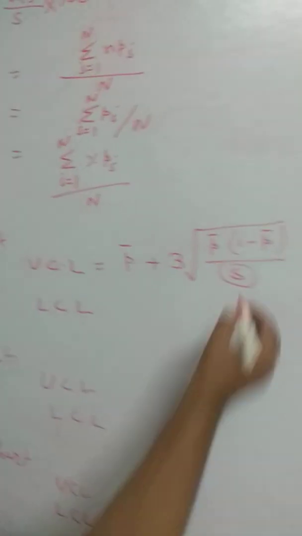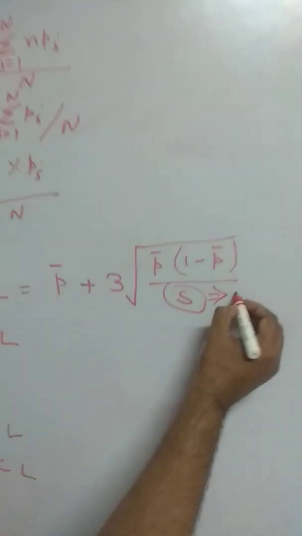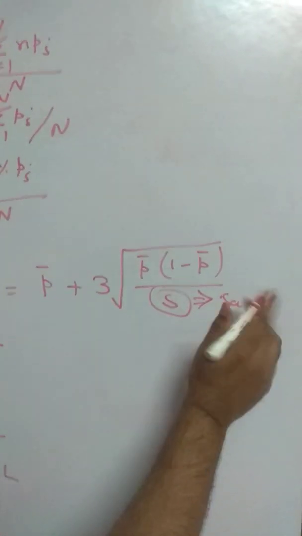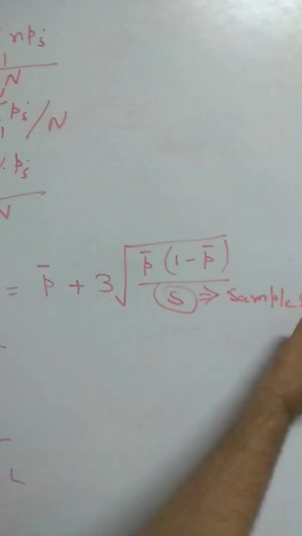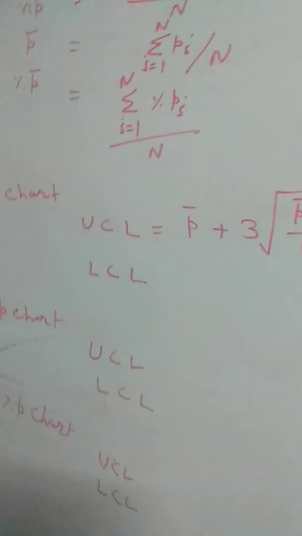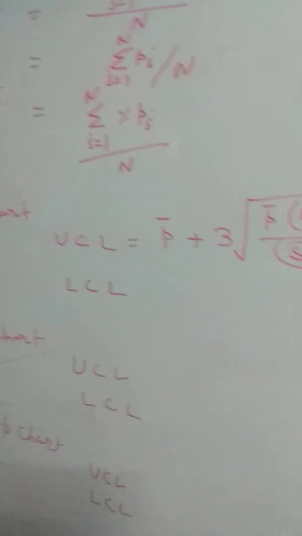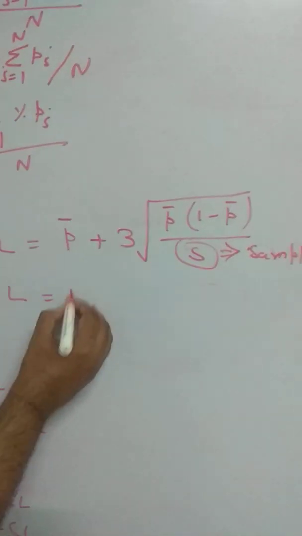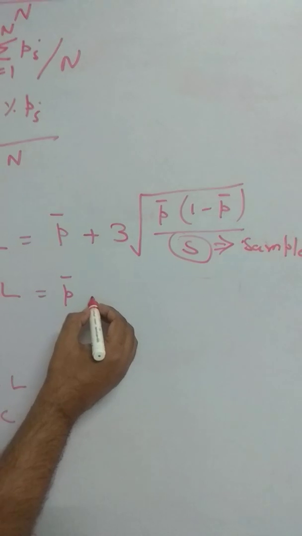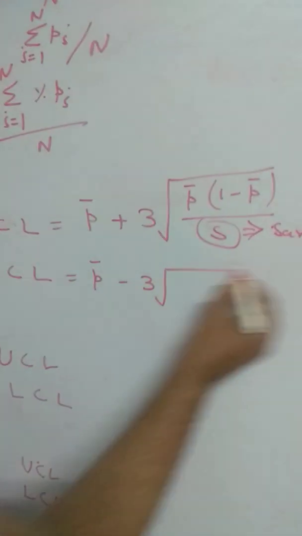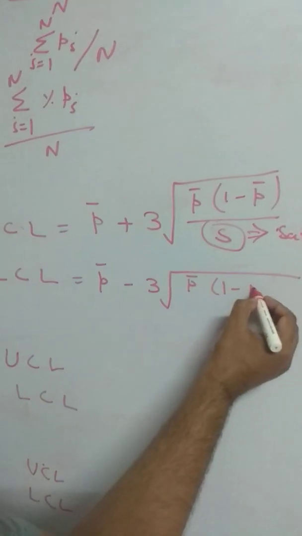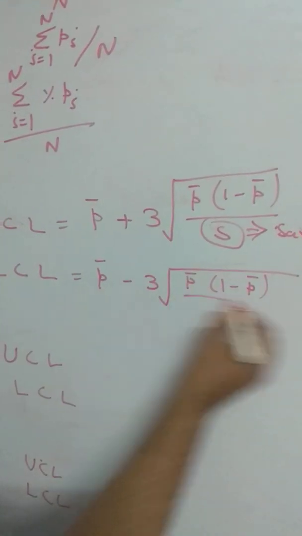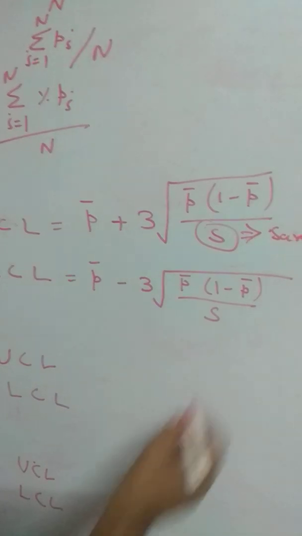Okay, here it is, this is the sample size, and the LCL is p bar minus 3 under root p bar into 1 minus p bar upon s. Here again s is the sample size.